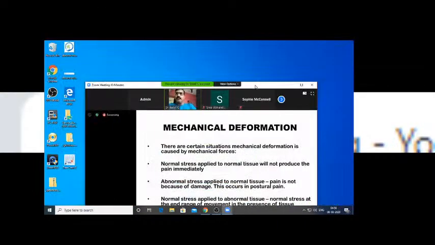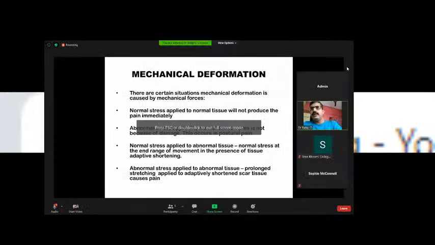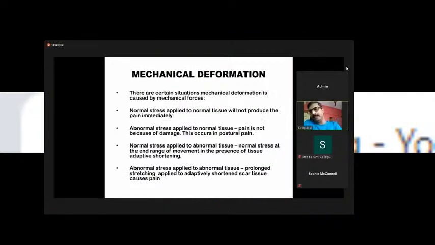And there is normal stress applied to abnormal tissue. So the tissue itself is abnormal. When you apply normal stress to the abnormal tissue, it definitely causes pain because the tissue is abnormal. Even if you apply very, very gentle normal stress, it can produce a pain.